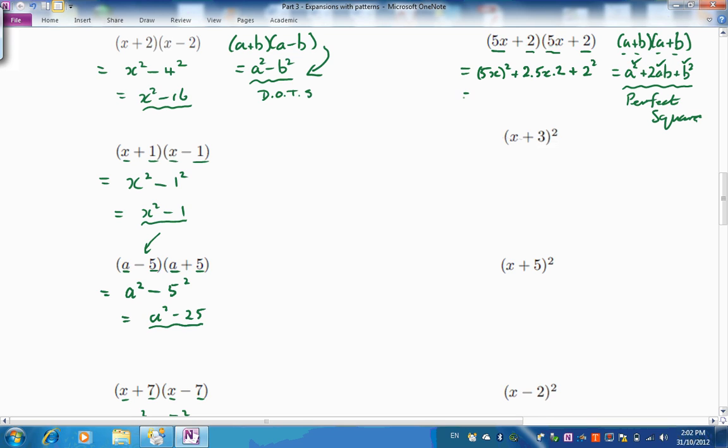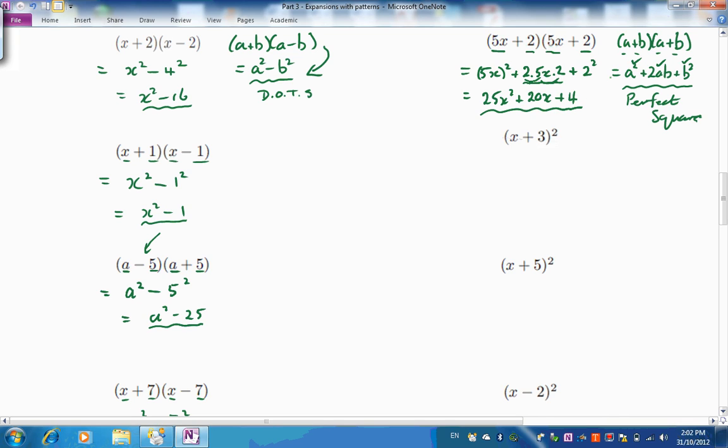Can you see the pattern? And do you know why this double term occurs? Because you get that multiplication from both brackets. So here it's 25x squared plus here 2 times 5 is 10. That's 10x, and double it again is 20x plus 4. Gee, that saves a lot of time, doesn't it?